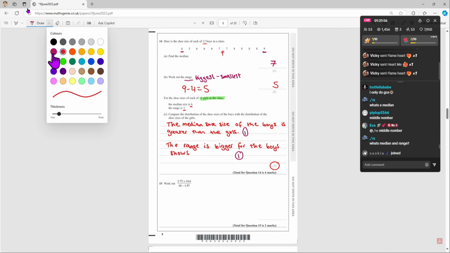So the median is the middle value, the middle number. You order it from smallest to biggest, and then you find the middle number. And we know that the range is the biggest value subtracted by the smallest value, which will give you your answer. Okay?